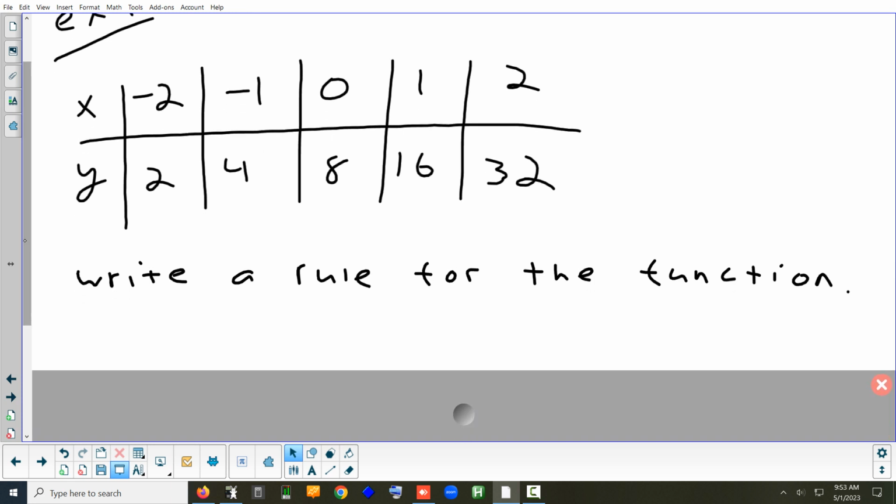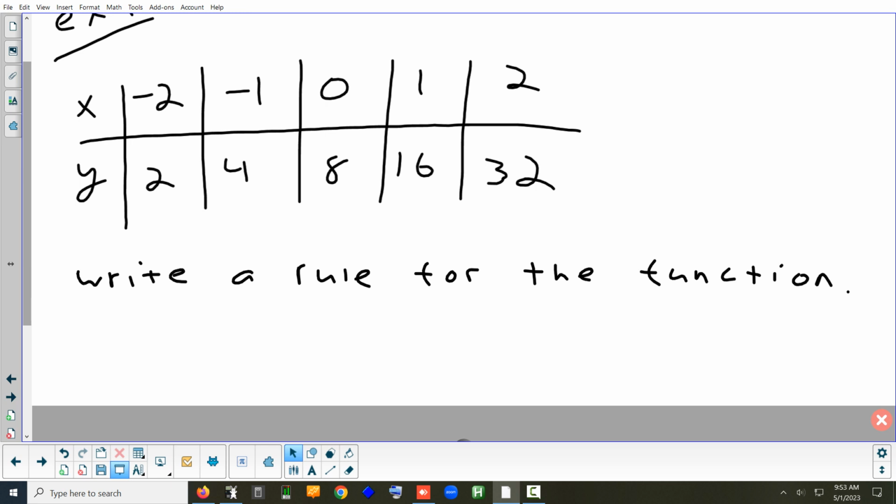Right, so there's our table, and they want us to write a rule, which basically means a formula. Can someone remind me, what's the formula that we're using? It's not y equals mx plus b. That would be if it was a straight line. Yep, y equals a times b to the x.